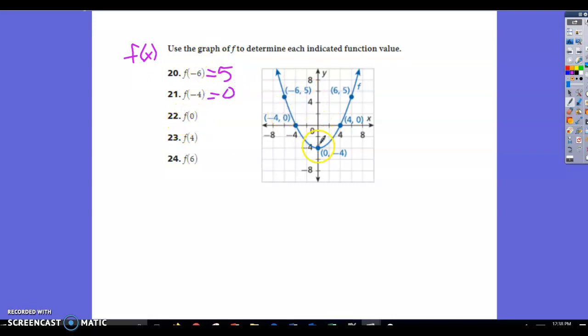F of 0, we go down. 0 is at negative 4. And then f at 4, if I go 4, that's 4, 0. And then f at 6, 4, 6, 8. So this is 6 right here. I go up, and 6 is at 5. So all we're doing is finding the ordered pairs there. This is just function notation and asking us how to find those ordered pairs that fit on that curve. So you can see each of those points is on the graph.